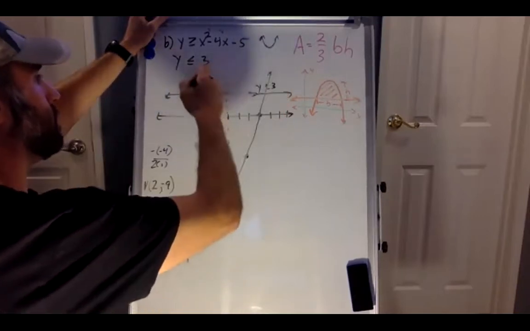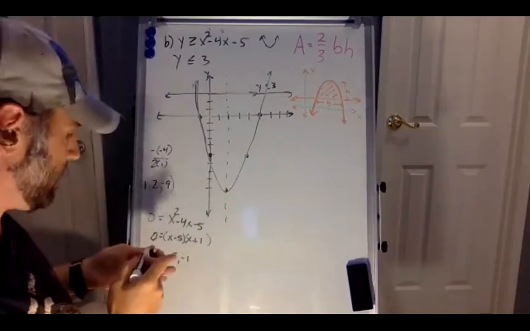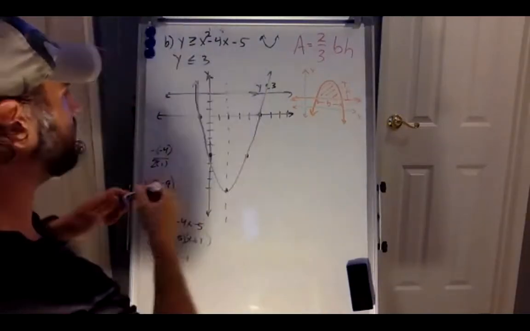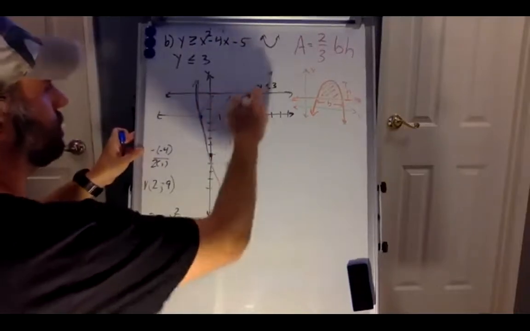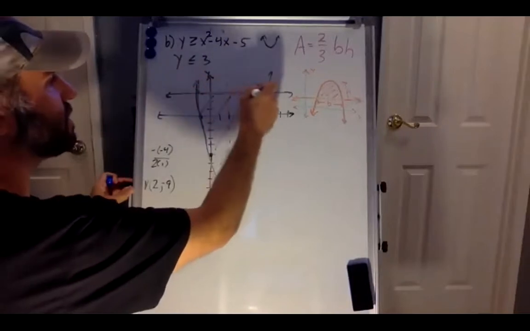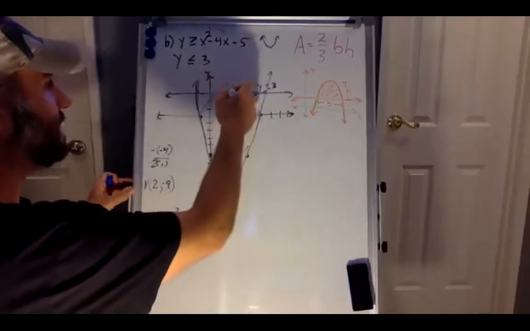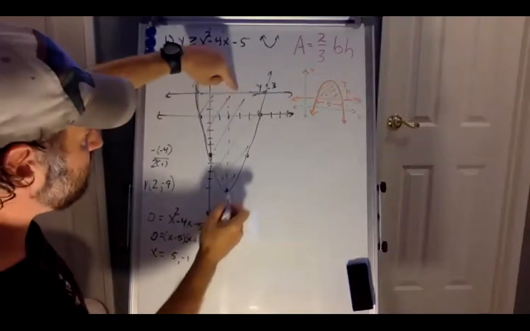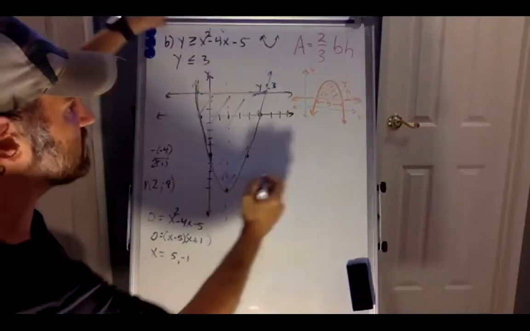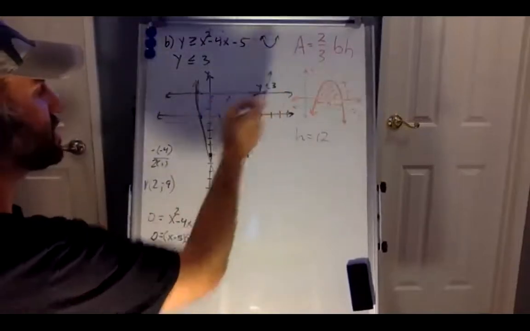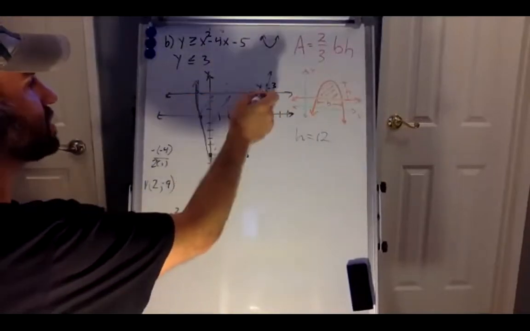You could set it equal to 3. So I am looking for the area here. Okay, so I still need this distance here. Okay, and I already know my h. What's my h? It's from +3 down to -9, 12. So h is 12. I just need to get my b. My b is this distance. So I need to know where these locations are.